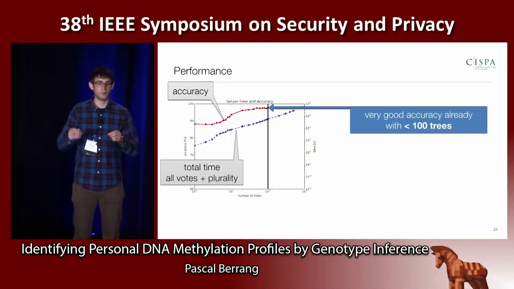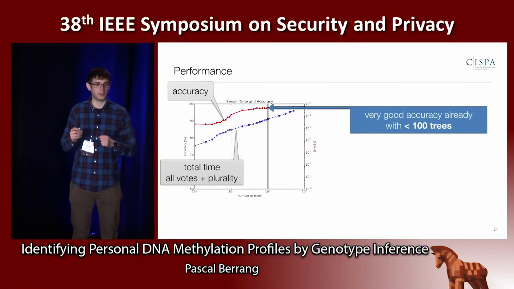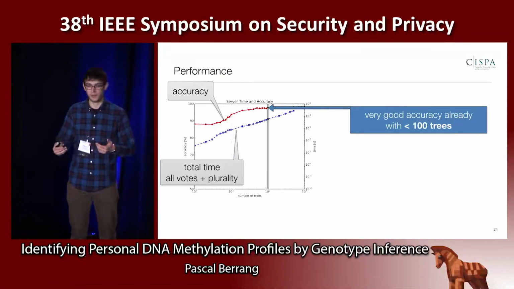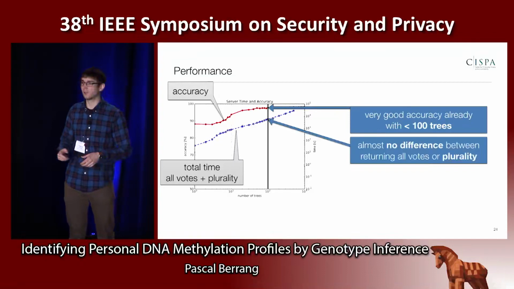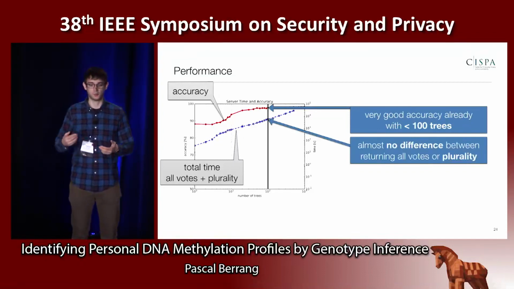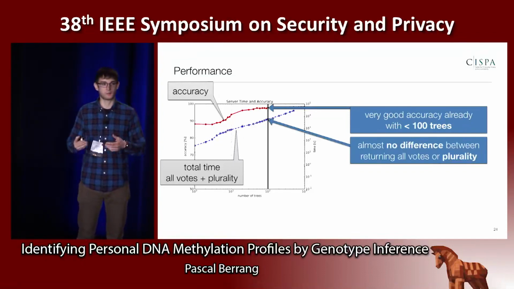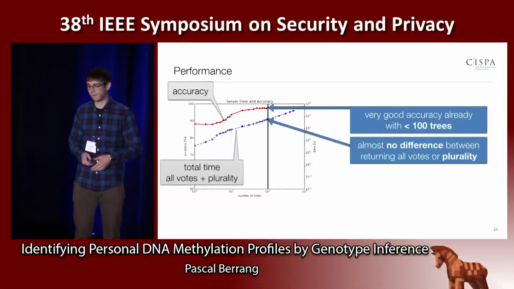Then there are two more lines which show the total time which our protocol takes when running it over a network. And one line shows if we return all votes individually, and the other one is the protocol with the plurality vote. And what we can see here is that there's almost no difference between these two choices, so there's no disadvantage in choosing one over the other.